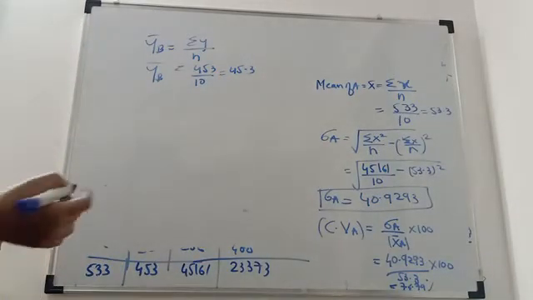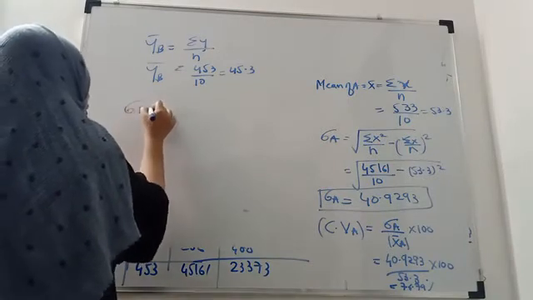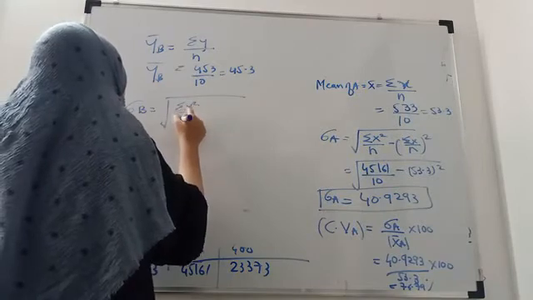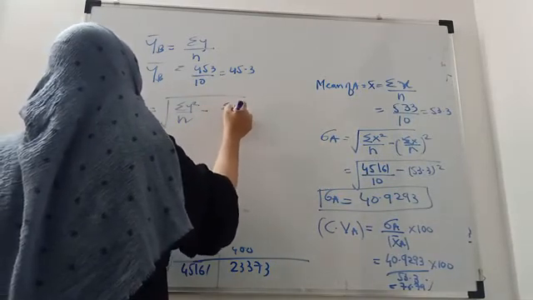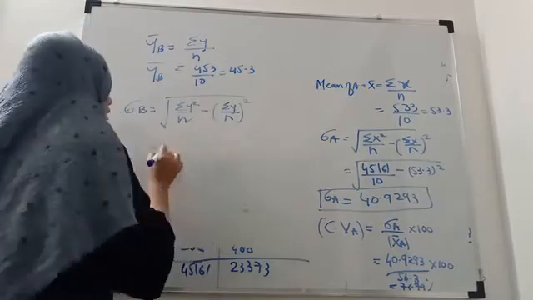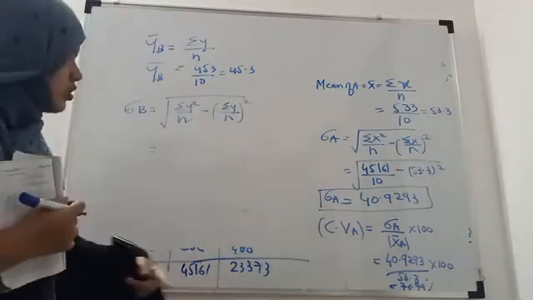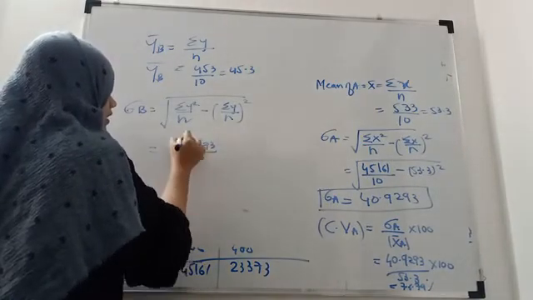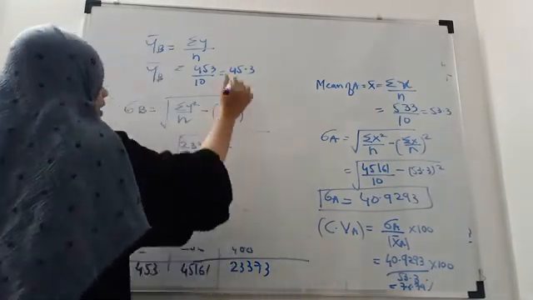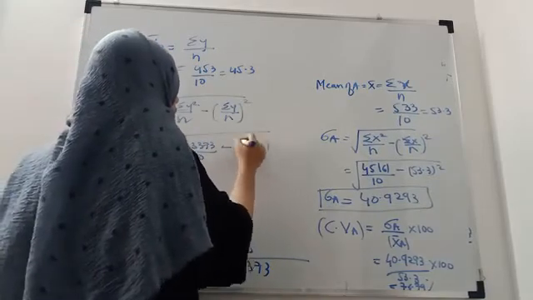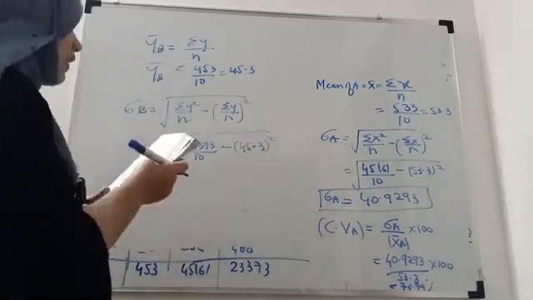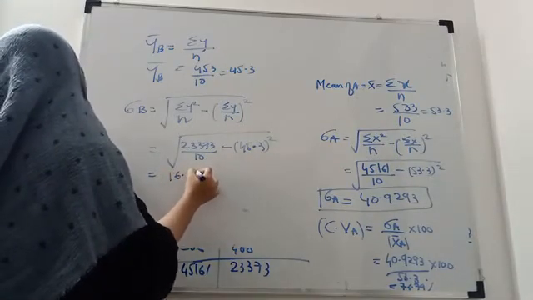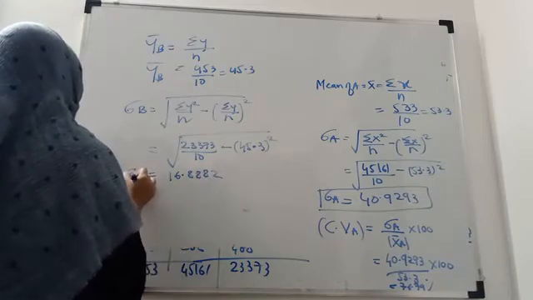Now after this, we will calculate the standard deviation for B. The formula is the square root of summation of y square upon n minus summation of y upon n the whole square. So summation of y square is 23373 upon 10, minus the mean 45.3 whole square. After calculating this, you will get the answer 16.8882. So this is sigma B.